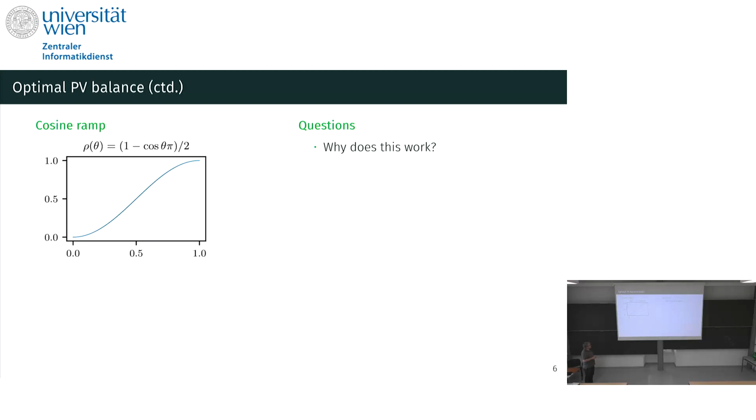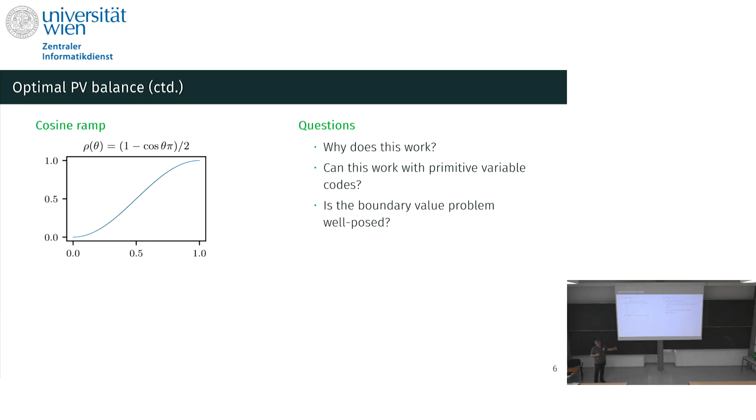Okay, so question, why does it work? We started discussing that. And another question, can this work in primitive variables only? I'll show you it does. And you can see this whole process is a boundary value problem in time. One boundary condition is given at t equals capital T, the other at t equals 0. It's not actually clear whether a solution to that problem even exists as a boundary value problem in time. And then convergence.